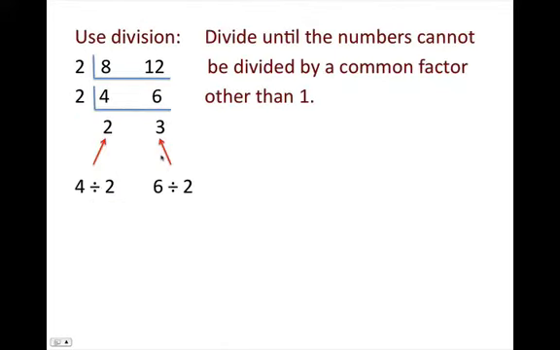And we're going to keep dividing until the numbers cannot be divided by a common factor other than 1. So I'm going to divide 4 by 2 again, and that gives me 2. And then I'm going to divide 6 by 2, and that gives me 3. If you need to see that again, you can stop, go back, and look at it again. But if you understand, let's go on.